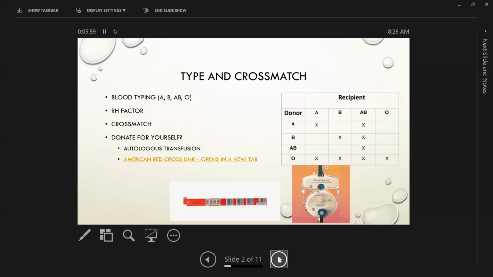I've attached a hyperlink in your PowerPoint and also in the notes section. The hyperlink takes you to the American Red Cross, and it kind of talks about what happens to your blood after you donate. So what process does it go through? A lot of times people do want to donate blood for their family members. Unless it's a pre-planned surgical procedure, it's not going to be available for them for weeks. And by that point, they're typically out of the hospital.